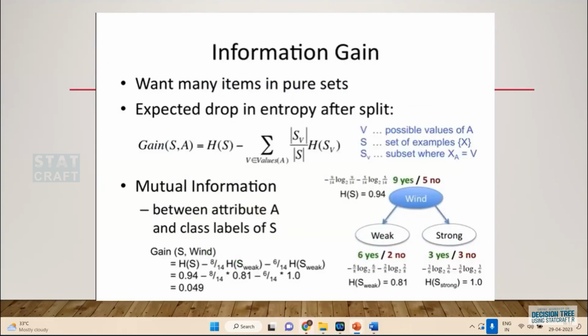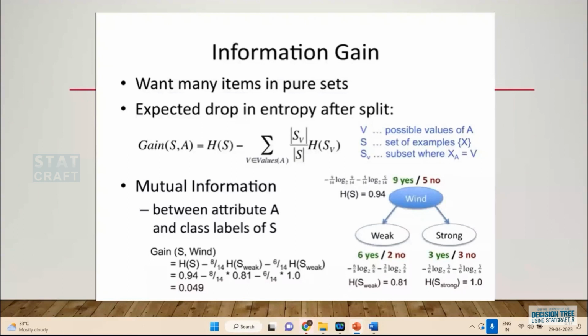When many items are there, we calculate the entropy of all of them. See, 9 yes and 5 no. If I want to calculate the entropy of this, the probability of yes and probability of no: minus 9 by 14 log 2 9 by 14 minus 5 by 14 log 2 5 by 14. So I got 0.94. Nearer to 1, impure node. Nearer to 0, pure node.